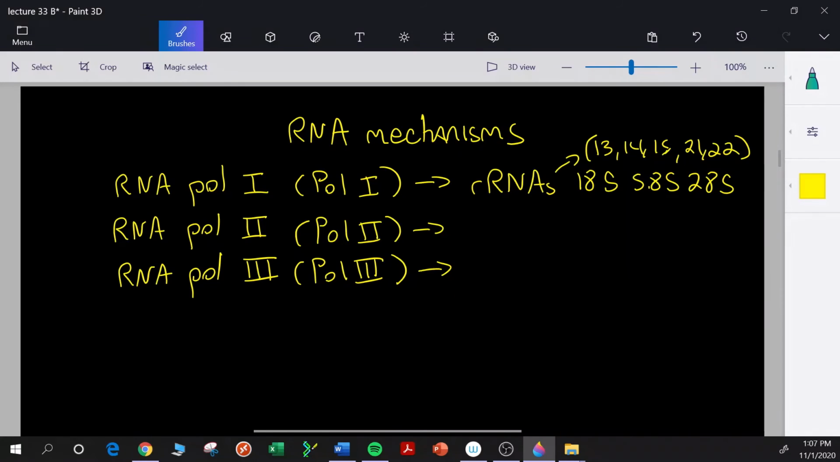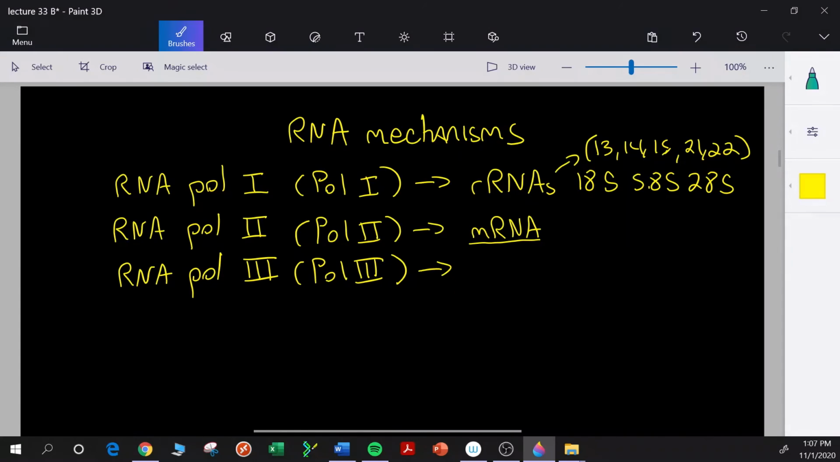Now, RNA polymerase 2 is going to be the polymerase we focus on mostly because it's in charge of transcribing messenger RNAs. It also has a role in some other types of RNAs, small nucleolar RNAs, microRNAs, and some others. But the main one we'll focus on is messenger RNAs. RNA polymerase 2 is the only one that transcribes RNAs that are translated into proteins.